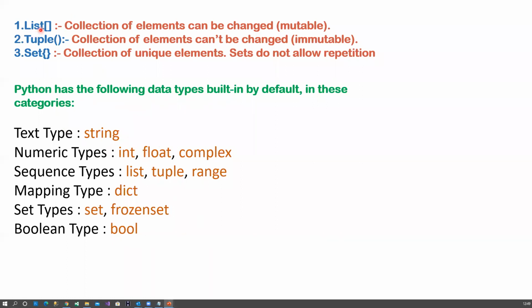So what is the difference between list, tuple, and set? We need to understand the difference between list, tuple, and set. The list is basically a collection of elements that can be changed, which is mutable. Tuple is a collection of elements that can't be changed, immutable. Set is a collection of unique elements, it does not allow repetition. So these three are similar, but they have different purposes. That is why we have three different collections.